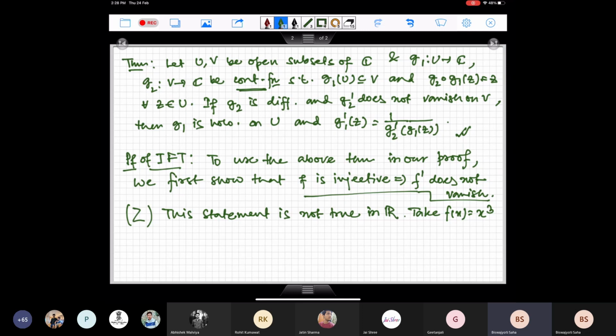So we are going to therefore prove the non-vanishing now. We prove it by contradiction.